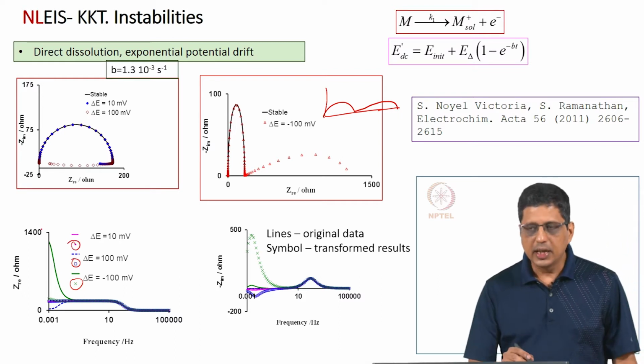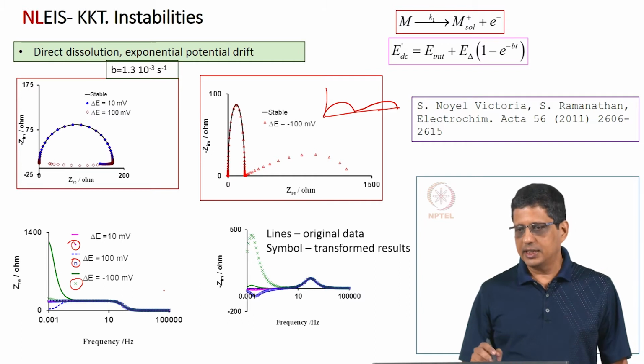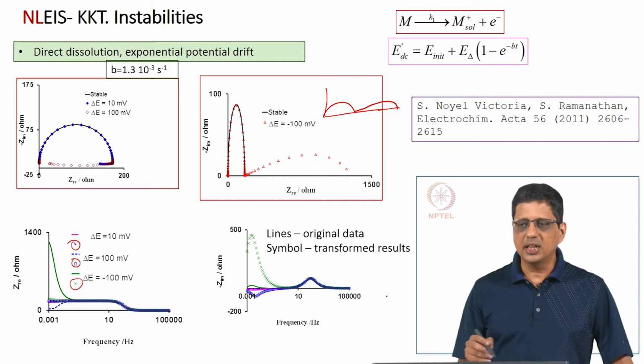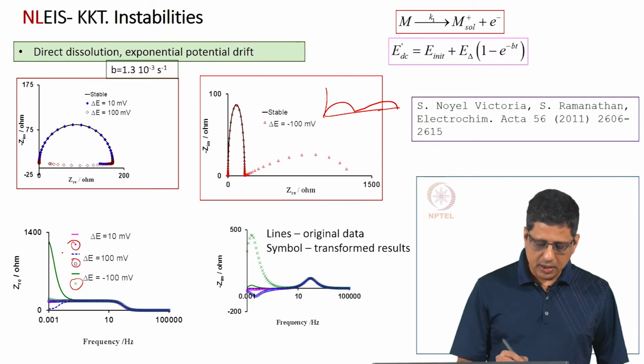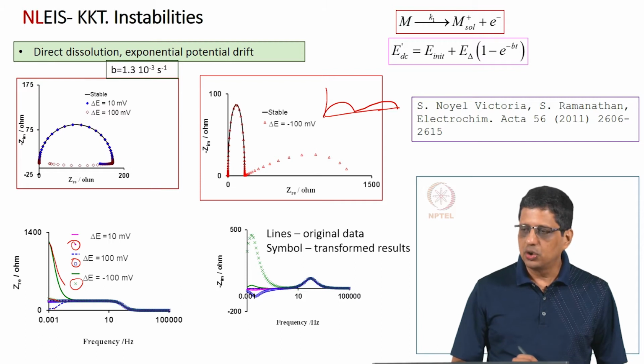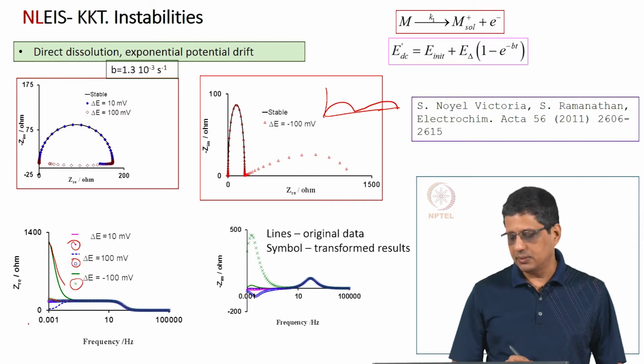Here I have plotted Z real versus frequency and Z imaginary versus frequency. It is not that common, but it is also done sometimes. The main point is the original data and the transform data do not match, especially at the low frequencies.